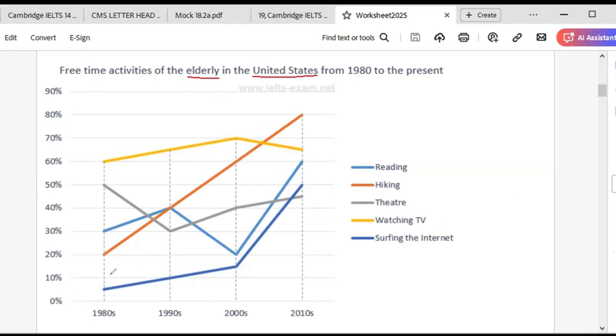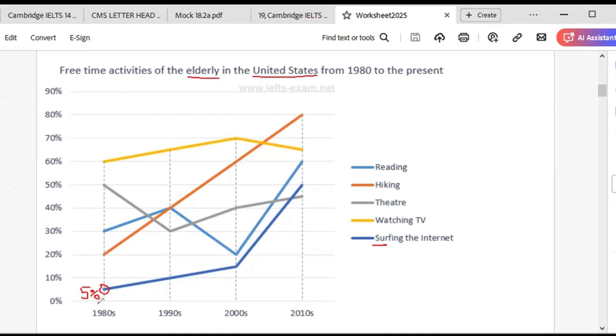Now, let's pick this first one here. This one that is close to the bottom here, 1980. Okay? It represents surfing the internet. And it's somewhere halfway between 0 and 10. That means it's about 5%. That's what this particular point is going to be. So what does this mean?